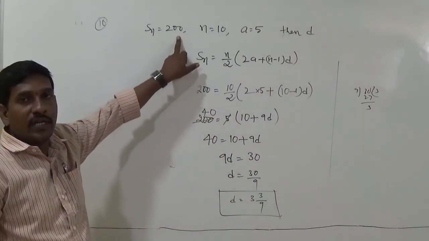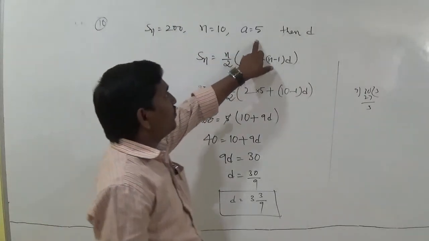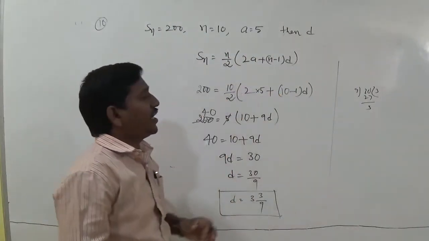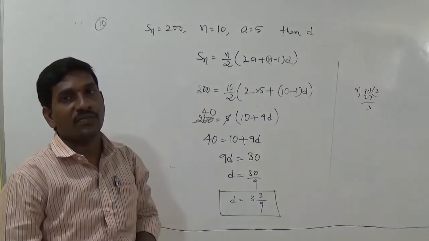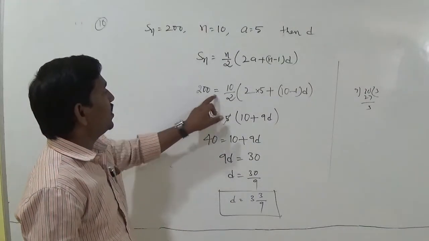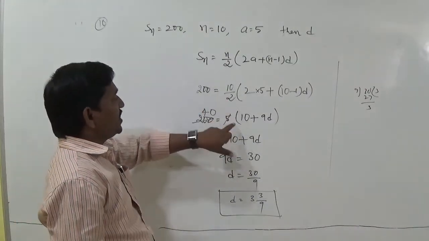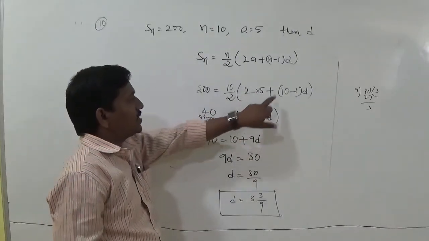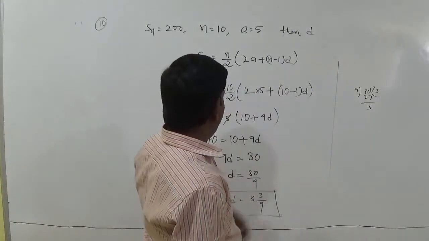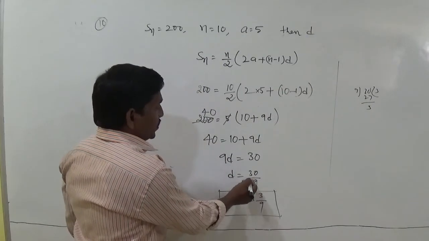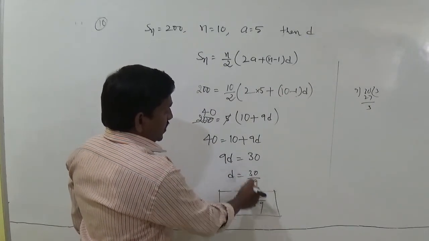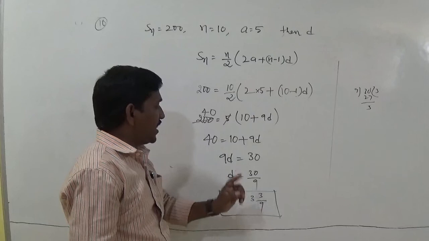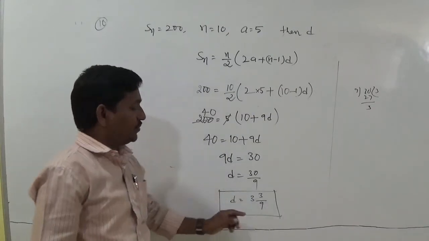Sn equal to 200, n equal to 10 and a equal to 5, then the d value. Sn equal to n by 2 into 2a plus n minus 1 into d, and 200 equal to 10 by 2, that means 5, 2 fives are 10 plus 9d. So d equal to 30 by 9, it is an improper fraction, changed to mixed fraction. So that is the d value.